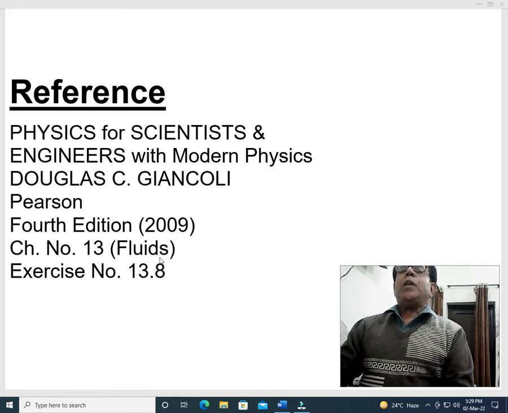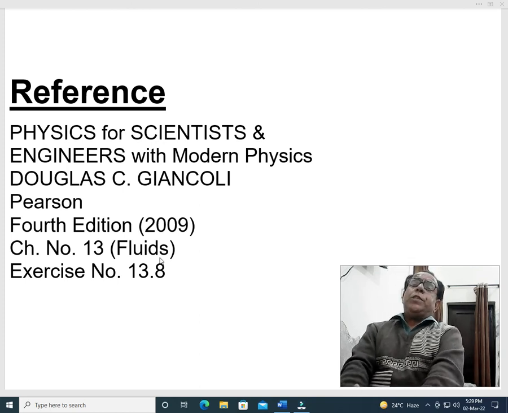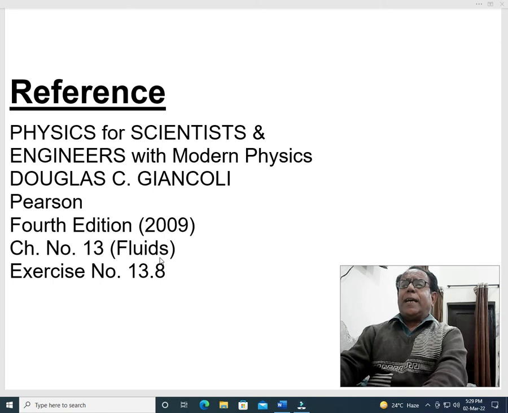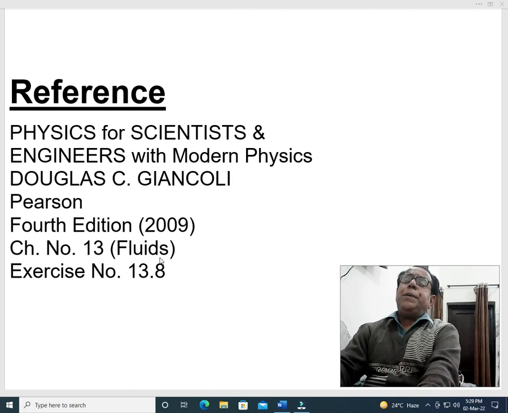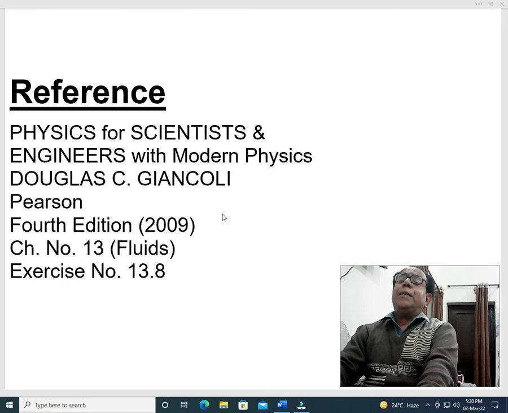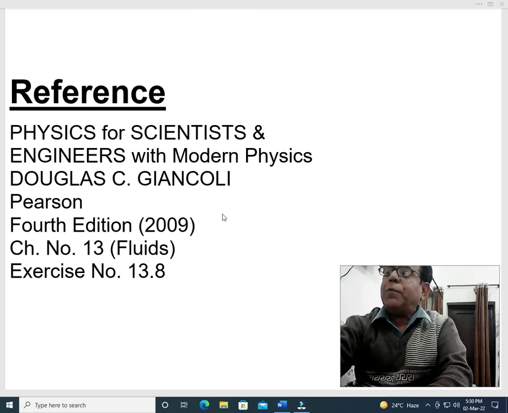Okay, now we come towards the reference book from where this problem has been chosen. Our reference book is Physics for Scientists and Engineers with Modern Physics. Author is Douglas C. Giancoli, publisher is Pearson. Its fourth edition 2009 has been followed, and here chapter number 13 under title Fluids is our concerned chapter, and this problem is enumerated at serial number 8 of the exercise of this chapter, that is exercise number 13.8, and this is the end of our module.